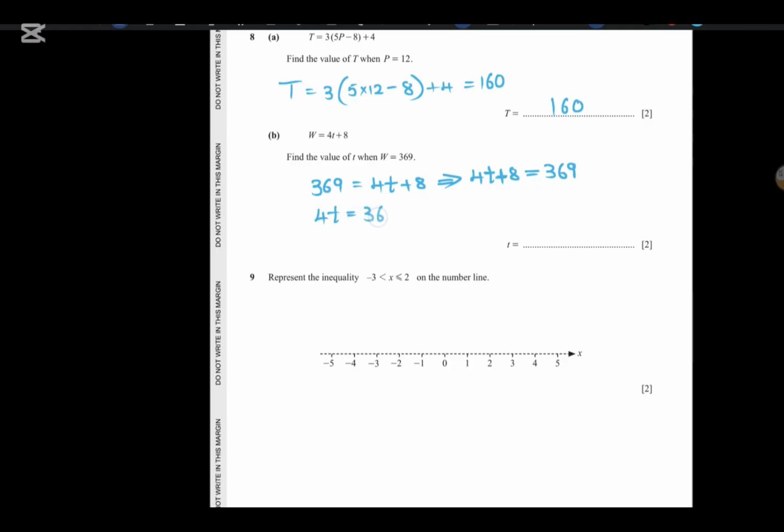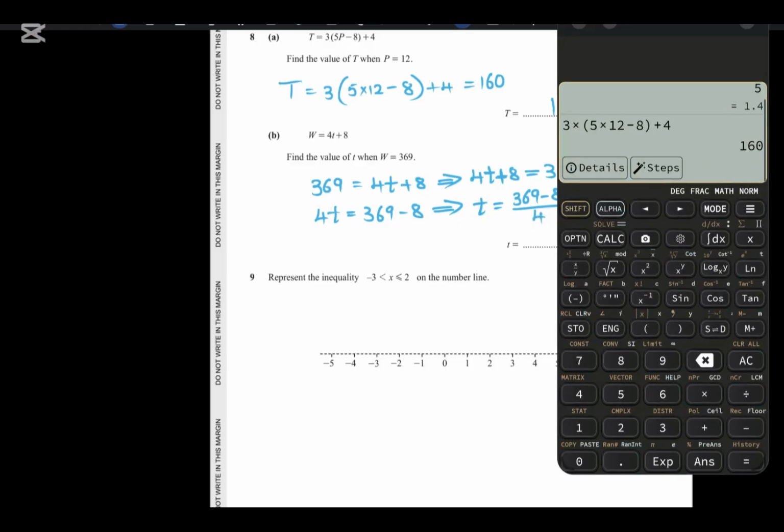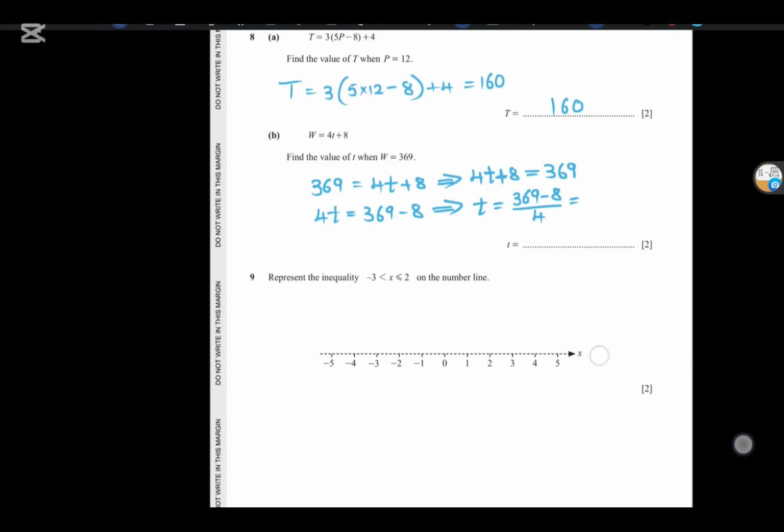So it is 369 minus 8, because it is plus 8 it becomes minus 8. Then keeping t on the left hand side, bring 4 onto the right hand side. 4t is 4 multiplied by t. If I bring it onto the right hand side, it gets divided. So divide by 4. Do that in the calculator. 369 minus 8, divided by 4, is equal to 90.25. So it is 90.25, the answer.